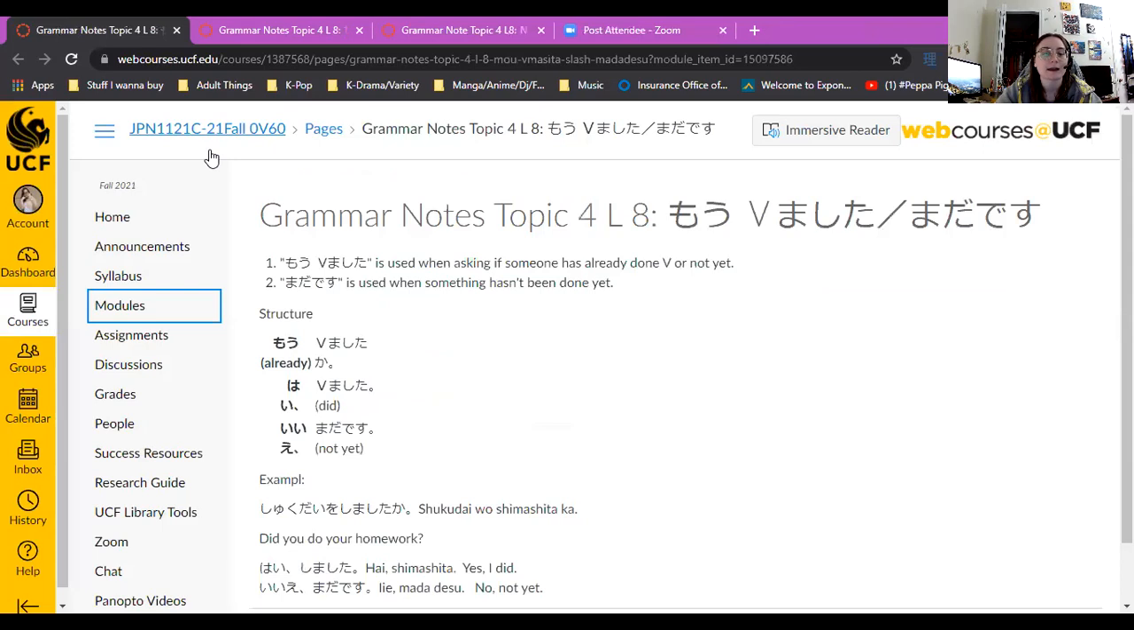Okay, and let's look at the grammar notes that Imhof Sensei has on Canvas. So this one goes over the mo verb mashita and the mada desu. So mo verb mashita is used when asking if someone has already done the verb or if they have not yet. And mada desu is used when someone has not done that action.